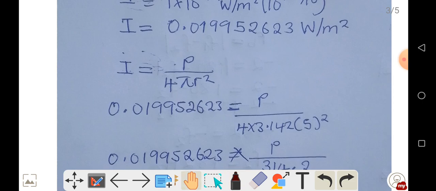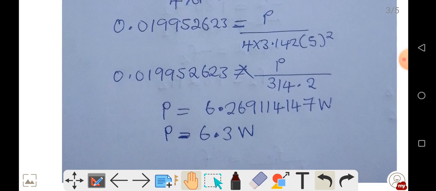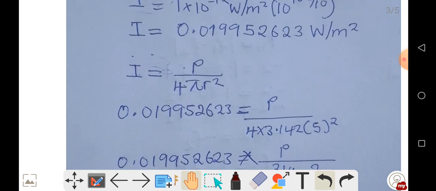So when we punch this on a calculator, we are getting 314.2. We can cross multiply, and we get power to be 6.269114147. We can write this to two significant figures as 6.3 watts. So that's the power, right? At this point, since we have the power, we can use this formula to calculate the intensity at the distance they have given us, which is 10 kilometers. So let's see how we do it.